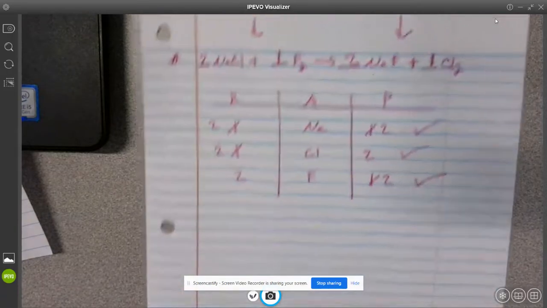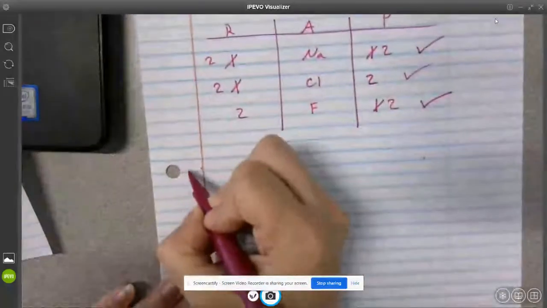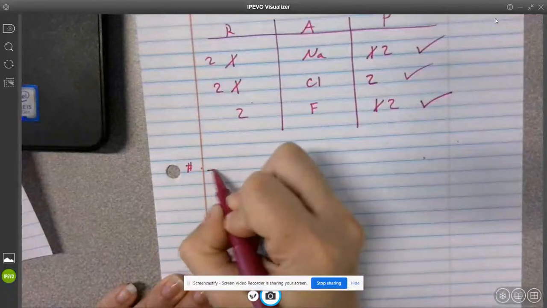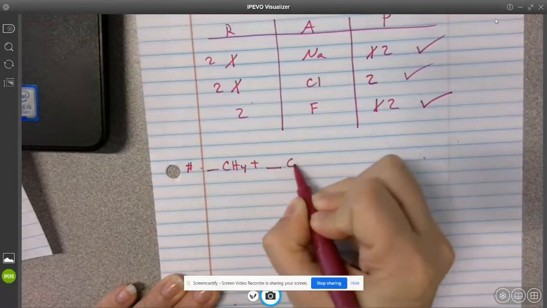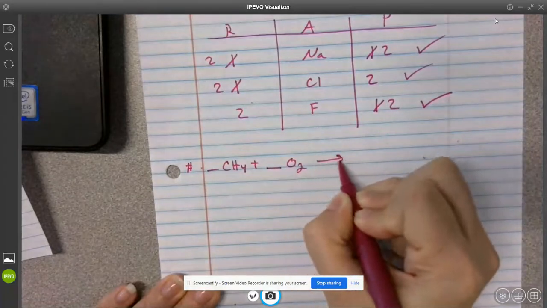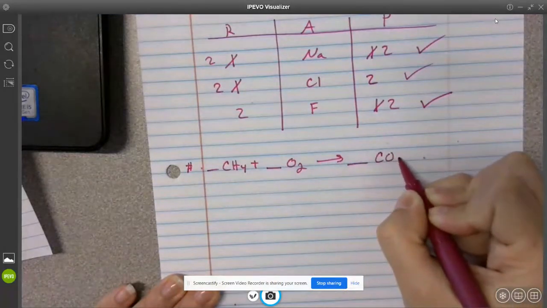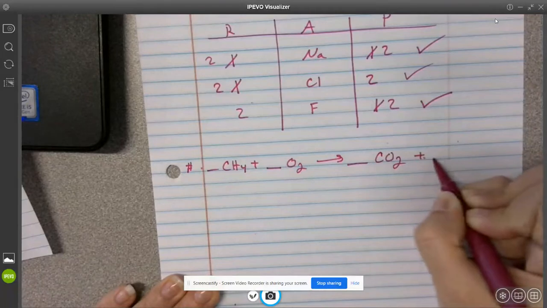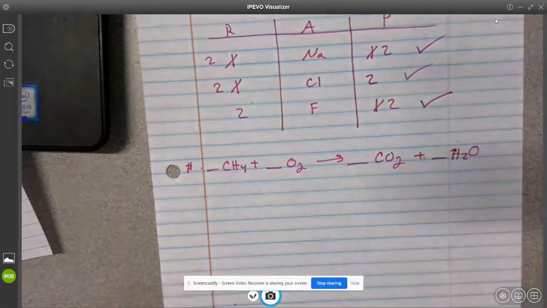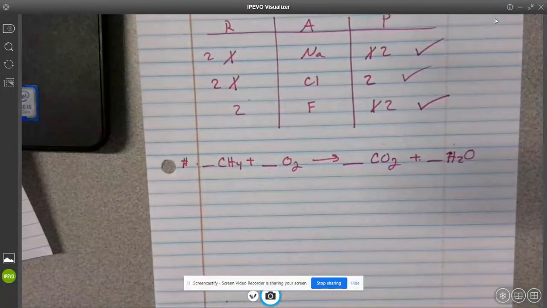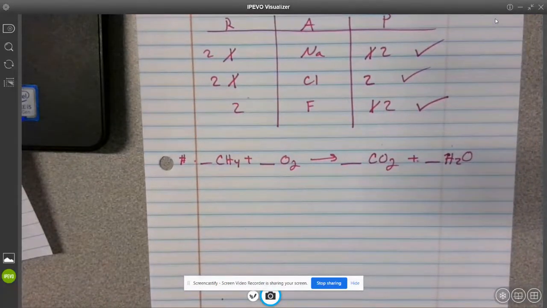All right, let's go and look at number 7. Number 7 was CH4 plus O2 and CO2 and H2O. All right, this one's a little bit more tricky.